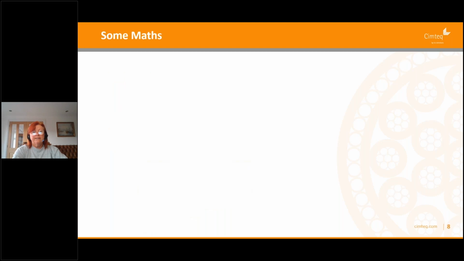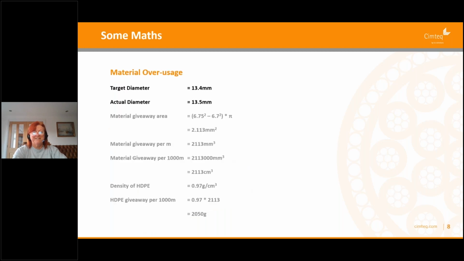Okay, so some maths. I apologize for the maths, but just picking on the topic of material overusage. Say we're on an extrusion process and we have a target diameter of 13.4, and we start making the cable and we're coming in on an average of about 13.5. Now, if you have some tolerances around that target, if you've got 2% tolerances, 13.5 is well within those tolerances. That potentially is good. There's nothing wrong with it. I'm making good cable there, but we're still actually giving material away.